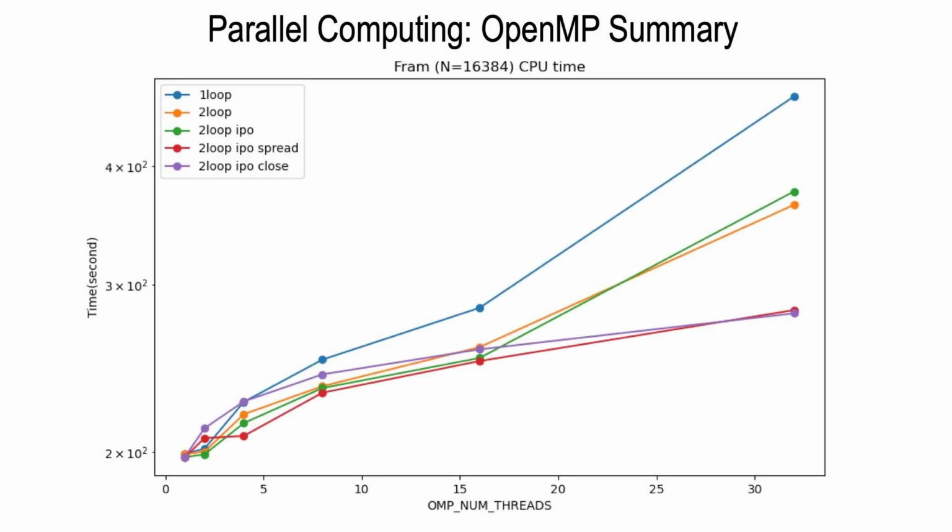The next figure displays the CPU time for all tests conducted on the Fram Linux cluster. Please note that a logarithmic scale is used on the CPU time axis to enhance readability. This figure provides a more detailed comparison of test performances than the wall time figure. It reveals that OpenMP affinity with spread binding outperforms close binding in tests using 16 or fewer threads.